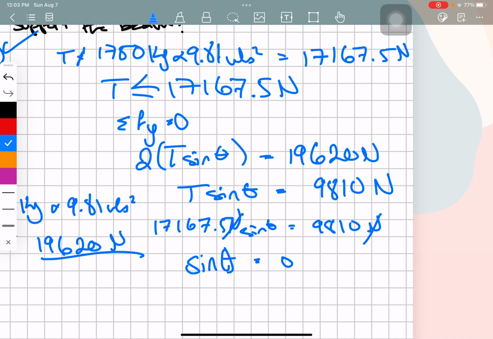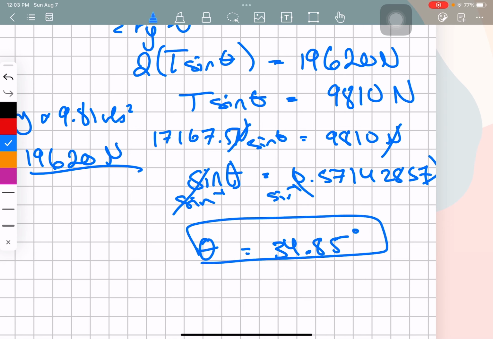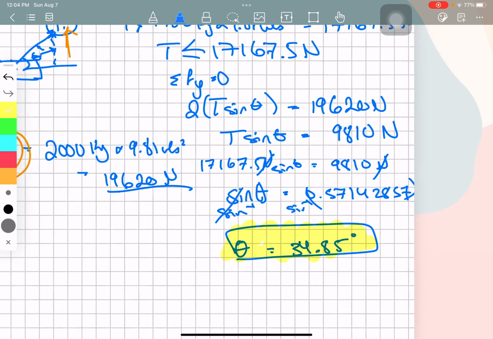And that should give me 0.5714285. Then I'm going to take the inverse sine of both sides. This cancels out, and I'm left with theta. So theta is equal to the inverse sine of 0.5714285, and that should leave me with 37.85 degrees. So that is going to be my answer for this problem.